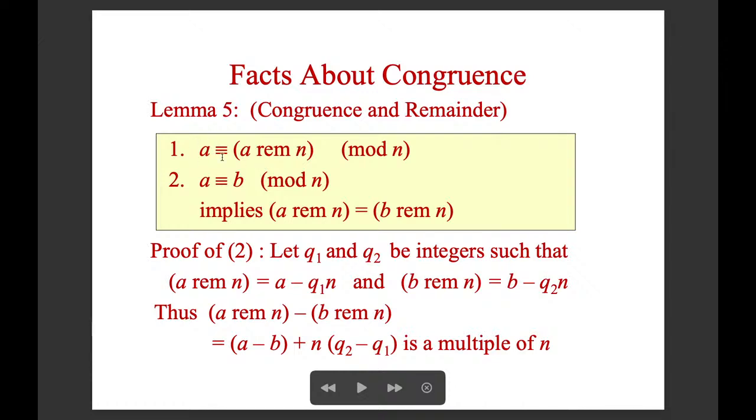So the first one says that A, no matter how large the number A is, it will be congruent to its remainder when divided by n. So A is congruent to A rem n. And the other one says that if A and B are congruent, if they are the same, then they will have the same remainder after division by n.